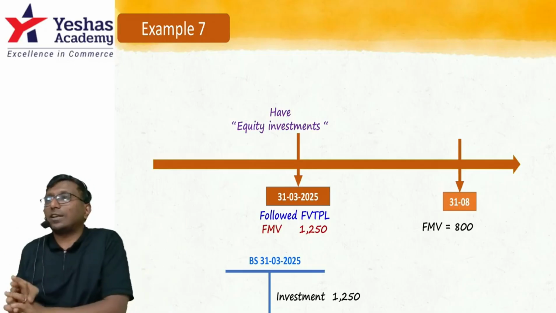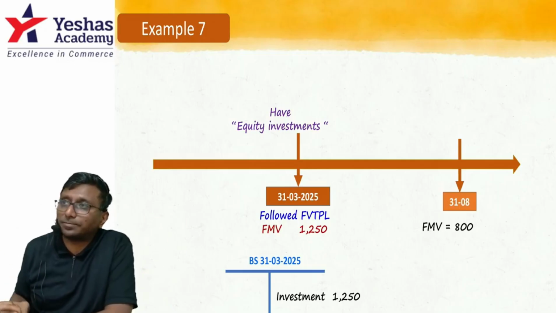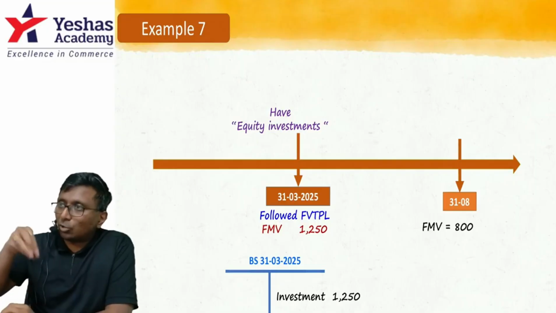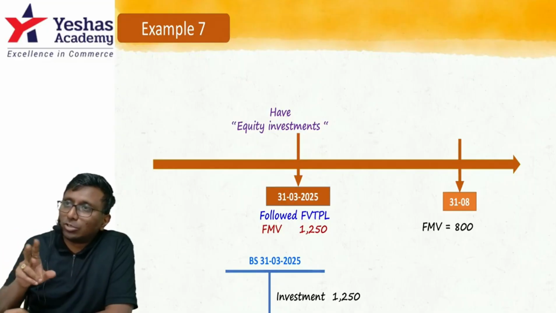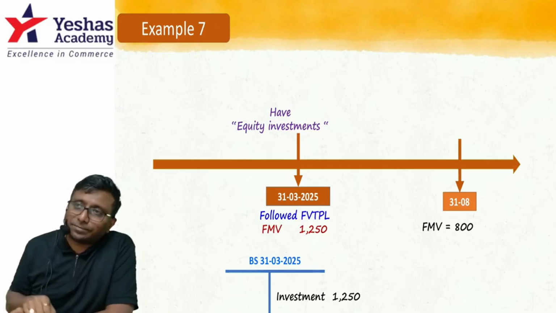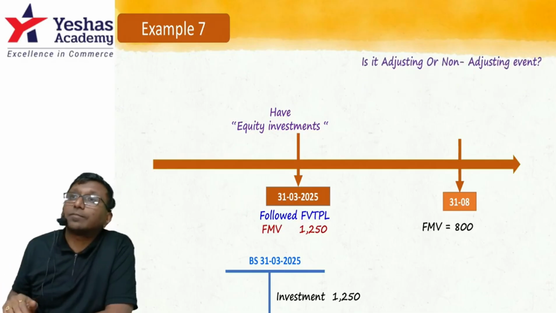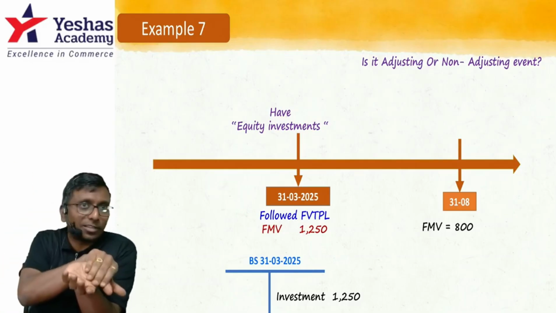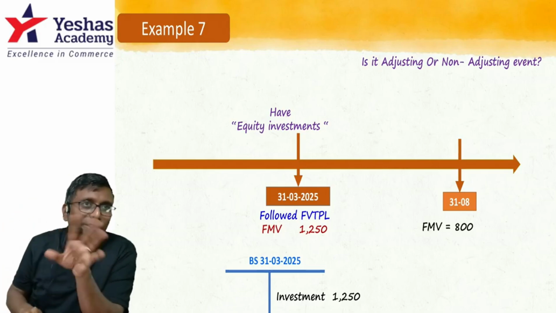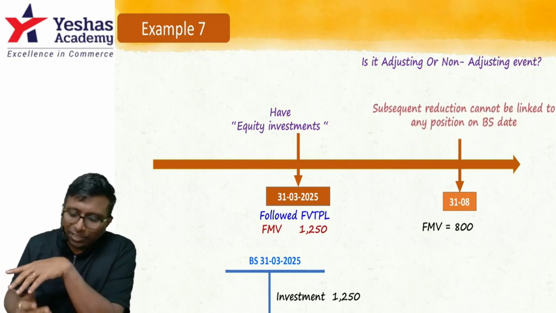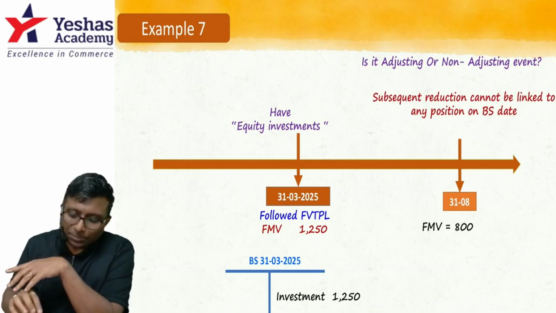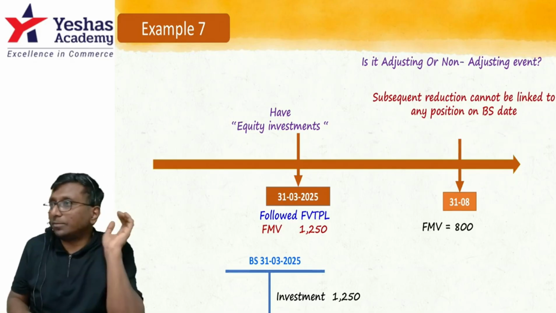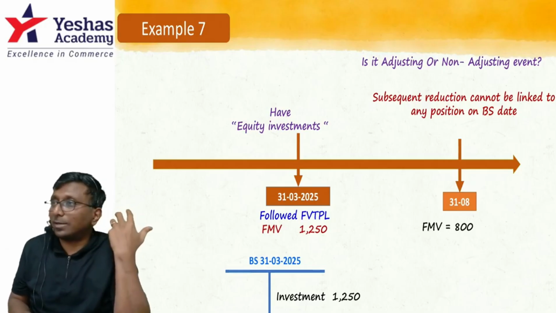It suddenly went directly to 800, from 1250 to 800, as on closure of the books of account. Now, shall I bring my 1250 to 800 or not? Is it adjusting or non-adjusting? It's very difficult to prove it is adjusting. The problem was already there on 31st March and it came out now? It's very difficult in the share market. So the subsequent reduction cannot be linked to any position as on the balance sheet date.